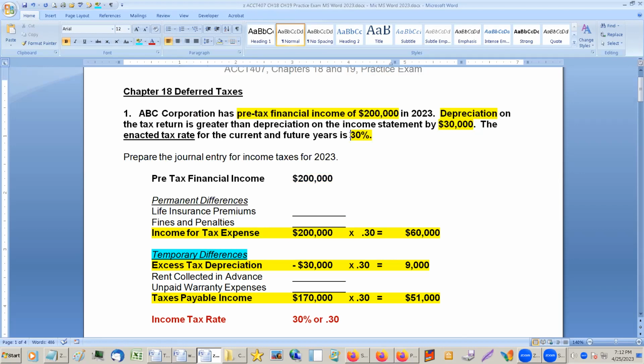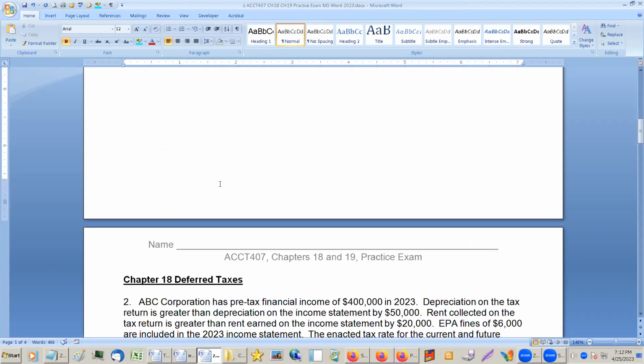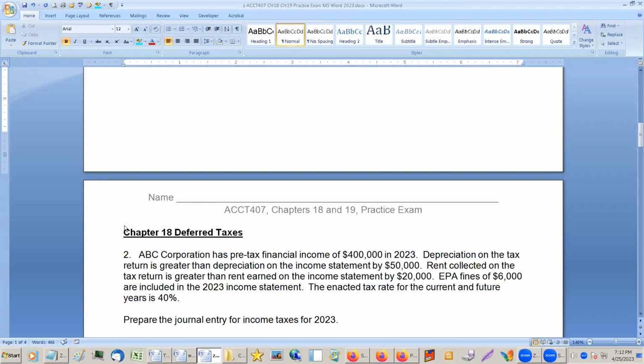Okay, so on the test, you're going to get one like this. This is a fairly easy one. Then we go to the terrible, diabolical, evil.